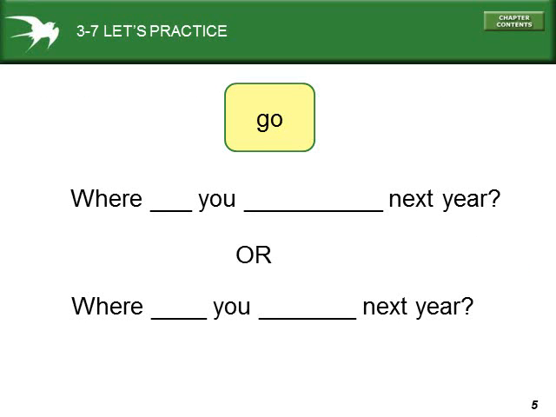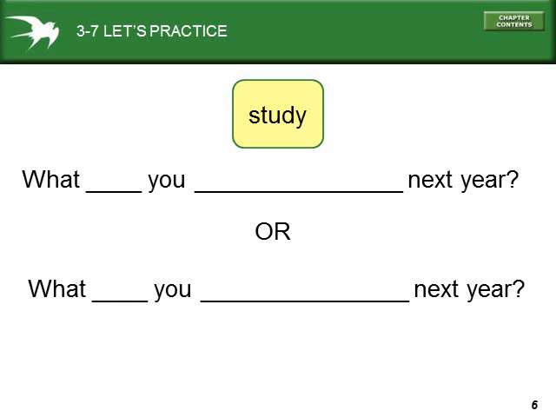So if we look at these ones, this is just practicing forming these with be going to and the present progressive. So we'll say first, where are you going to go next year? Or where are you going next year? Both of them mean the same thing. The thing to notice, though, is that in both of these, we have a word or phrase, next year, which is telling us that this is talking about the future. Another example, what are you going to study next year? Or what are you studying next year?